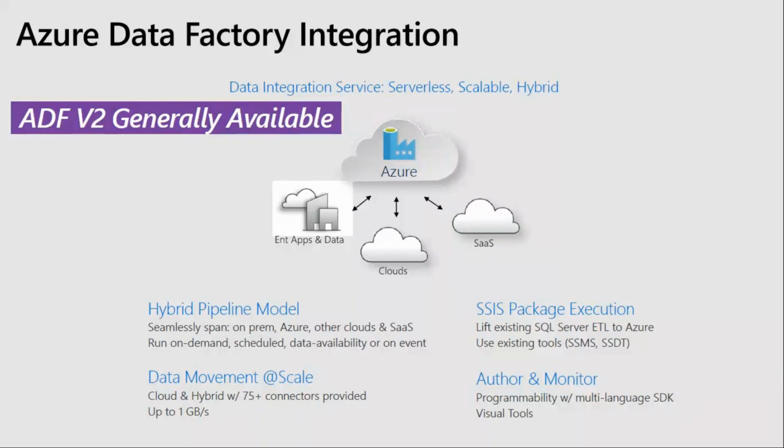Data movement at scale, you have 75 plus connectors provided up to 1 GB per second of integration unit bandwidth. You can also execute your pre-authored SSIS packages on the Azure Data Factory using the SSIS integration runtime. You can author and monitor using the multi-language SDK support for Data Factory and also the Visual Studio tools.